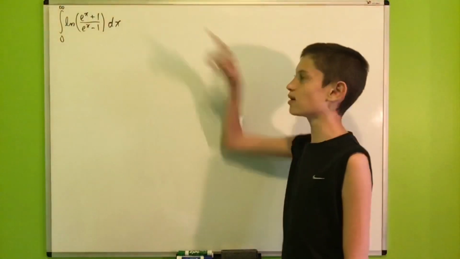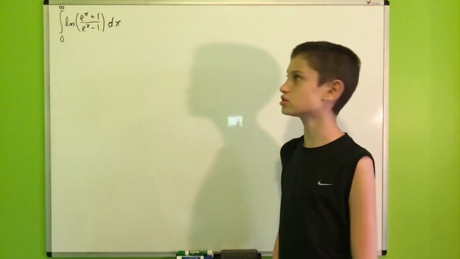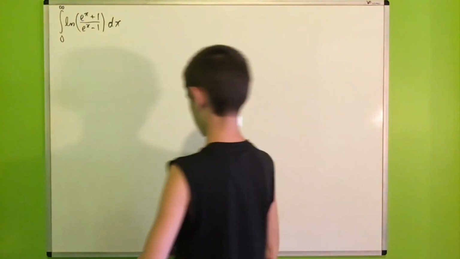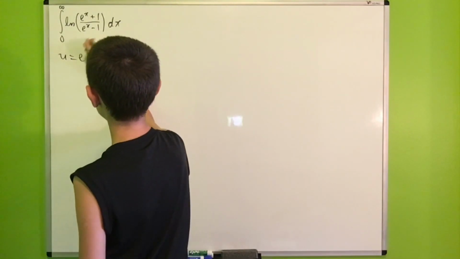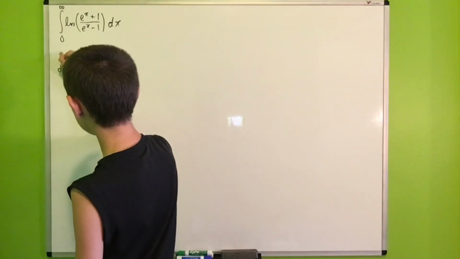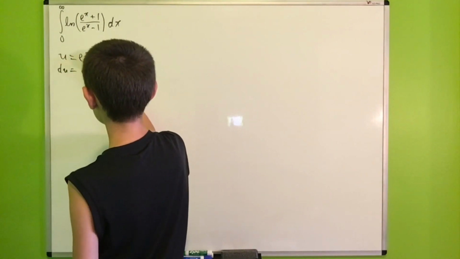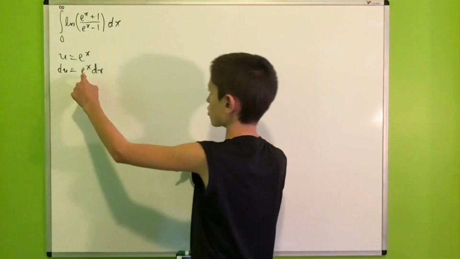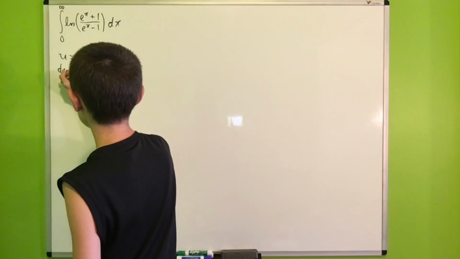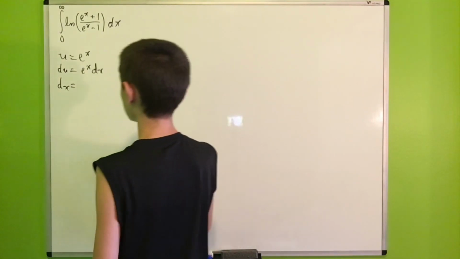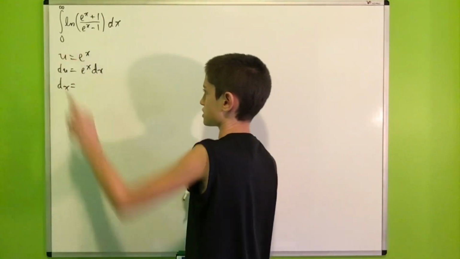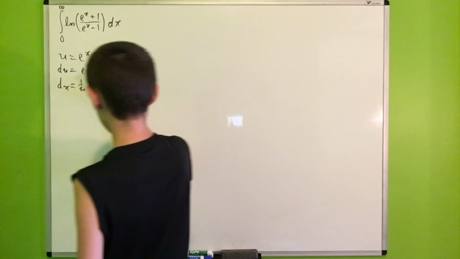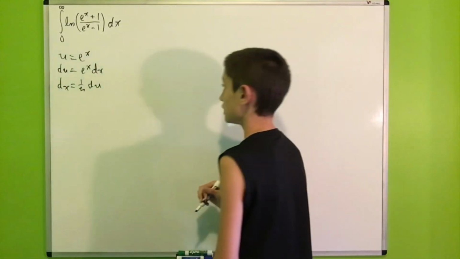So, how can we evaluate this integral? Well, at first, we will introduce a substitution. We will let u be equal to e to the x, which means du will be e to the x dx, and now if we divide both sides by e to the x, we get dx is equal to 1 over e to the x du. But what is e to the x? It is precisely u, so we get 1 over u du.